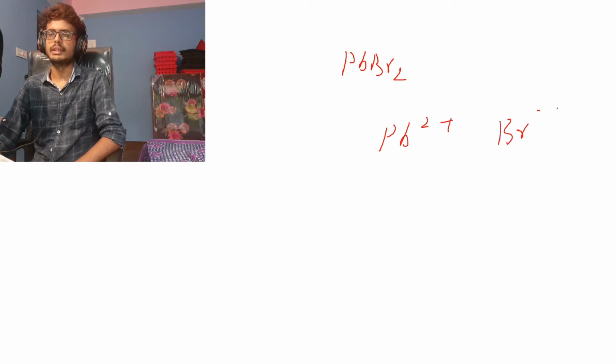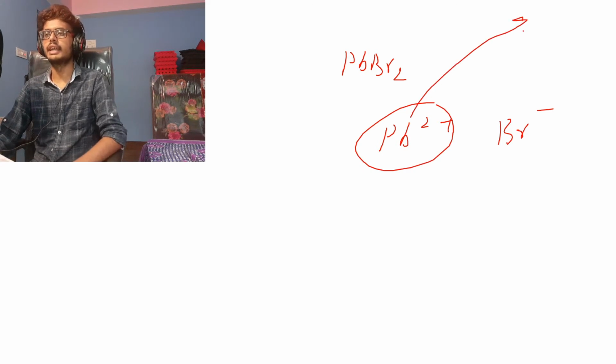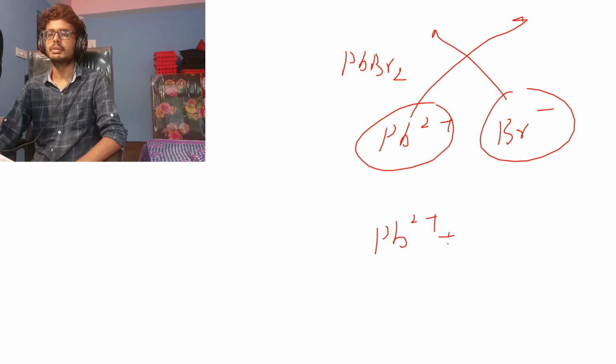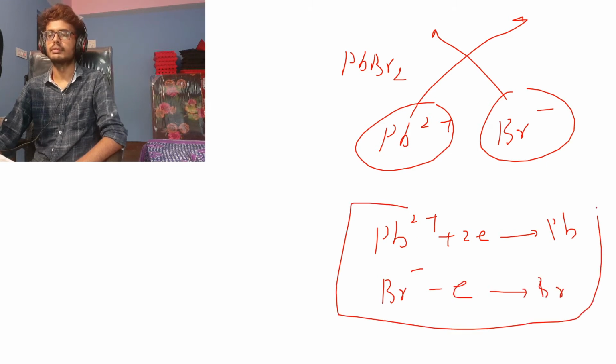Pb2+ and Br-. You don't need to select anything, right? Your negative particle also, your positive particle also, simple. So the positive particle will gain 2 electrons, so it will be lead metal. Then bromide will go towards the positive electrode, it will lose 1 electron and become bromine. So this is what you get.